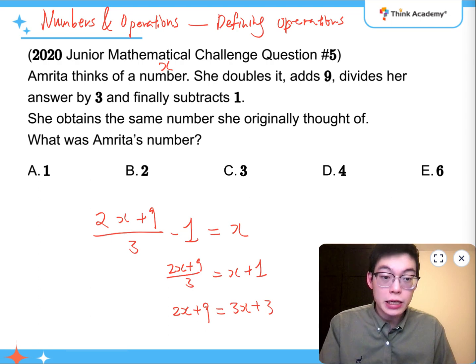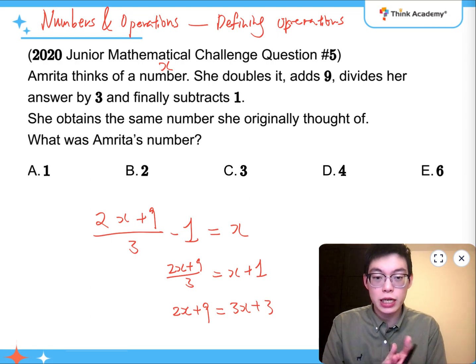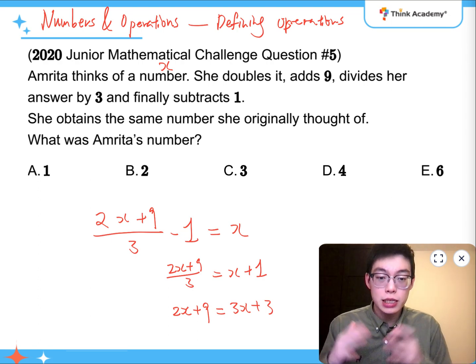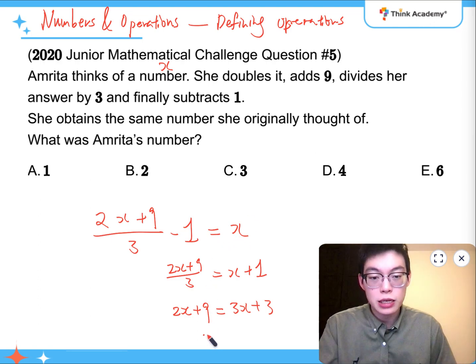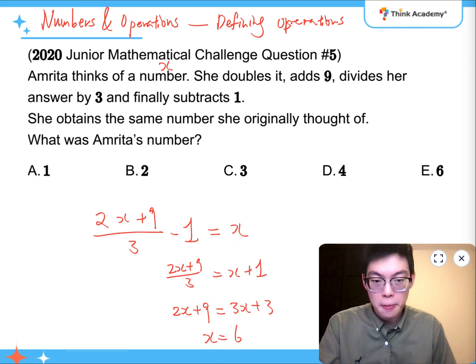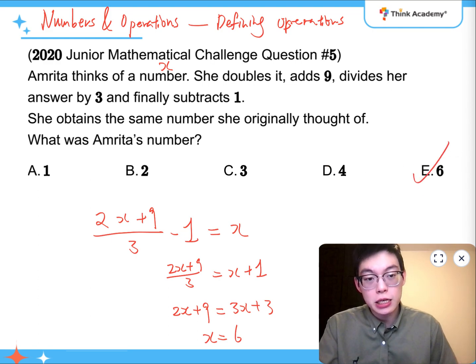And then finally, we just gather the like terms. So take away 2x on both sides and take away 3 on both sides, and you will get x equals 6. All right, so 6 is going to be the answer. That's it for question 5.